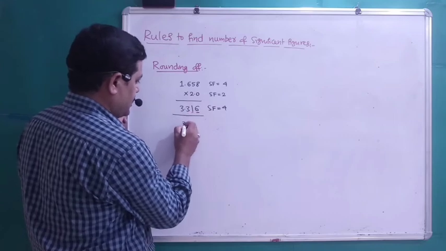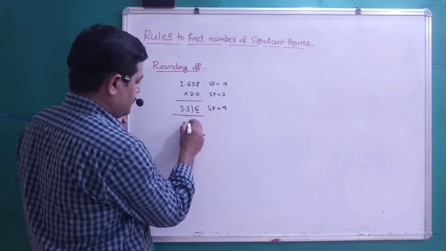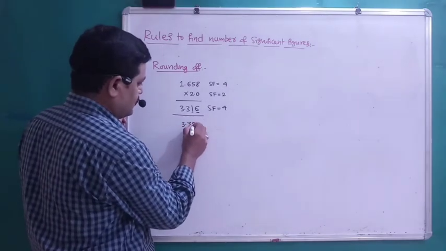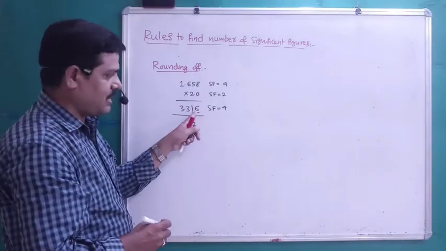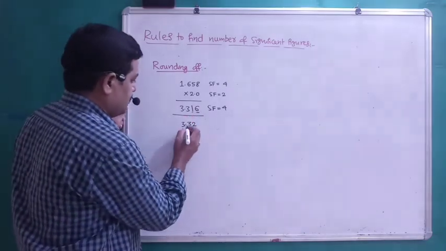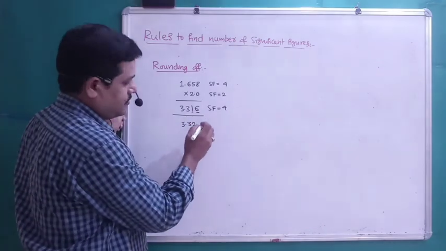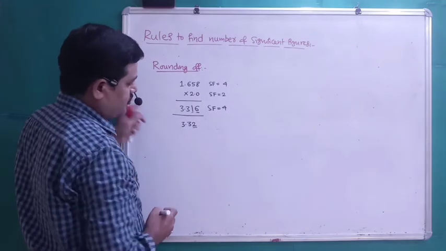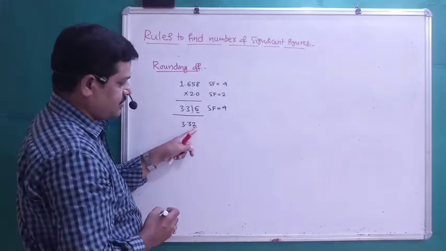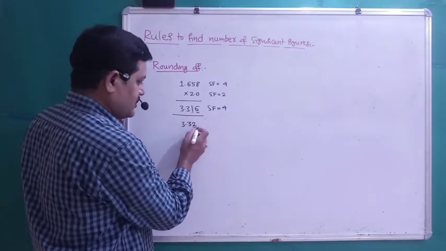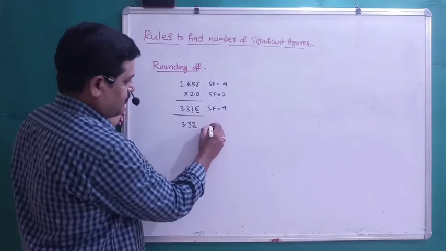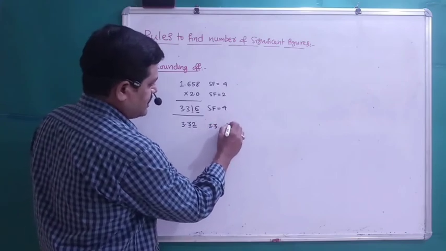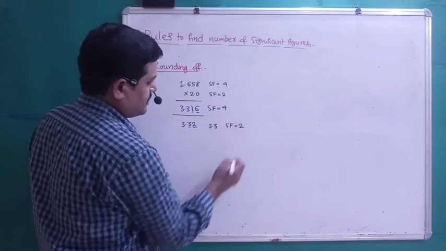So after rounding off to 3 significant figures, we will get the number as 3.32 because the preceding number is increased by 1. Then this is to be rounded off to 2 significant figures. The rightmost digit to be removed is 2, which is less than 5. Simply we have to remove that. There is no change in the preceding number. So the final result we will get is 3.3, which has 2 significant figures.